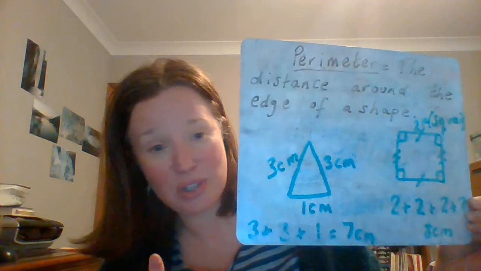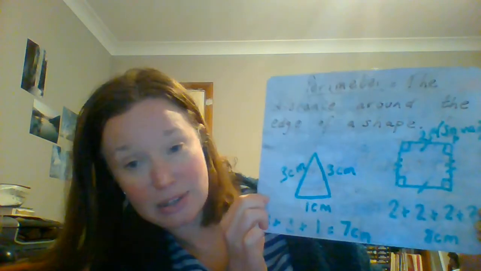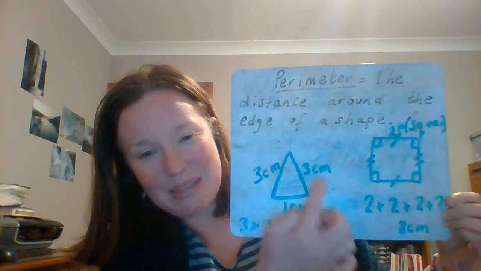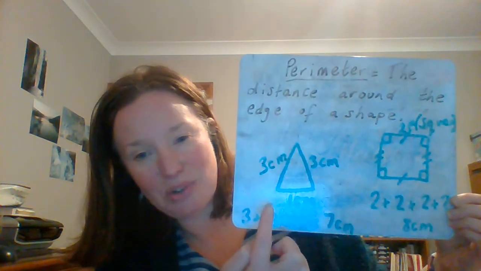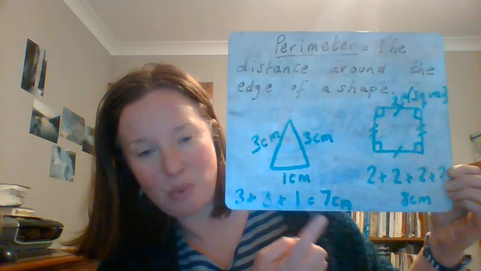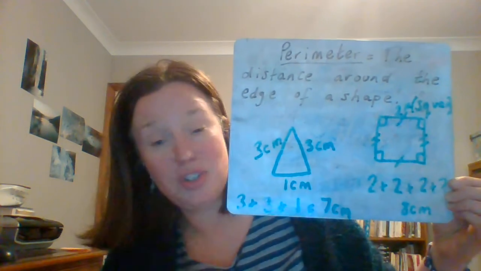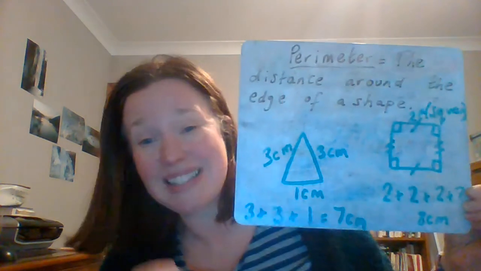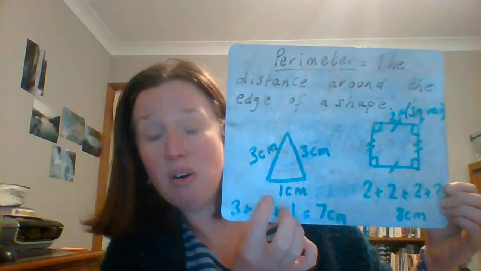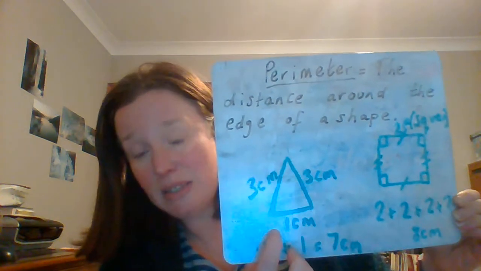Now, again, this is just a review. So for this triangle, we've got 3 centimeters one side, 3 centimeters another side, and then 1 centimeter at the bottom side, which means that we've got 3 add 3 add 1, which equals 7 centimeters. Now, with perimeter, you've got to remember to put the measurement, otherwise it's inaccurate. So you would have 7 centimeters because the sides have been measured in centimeters.